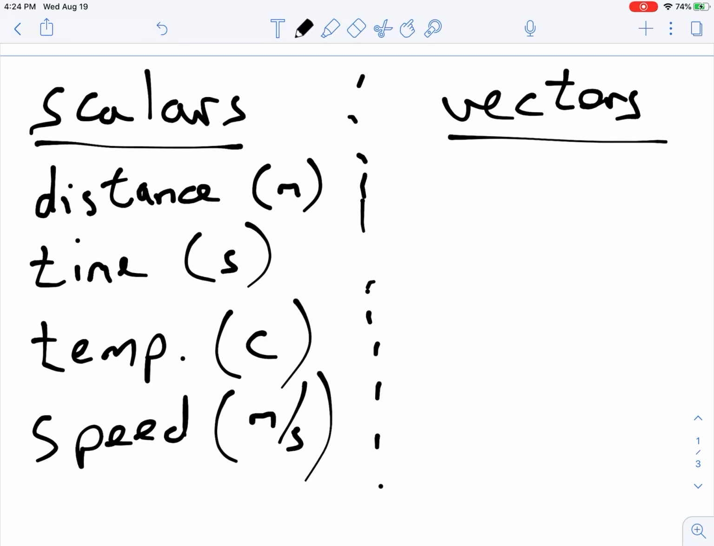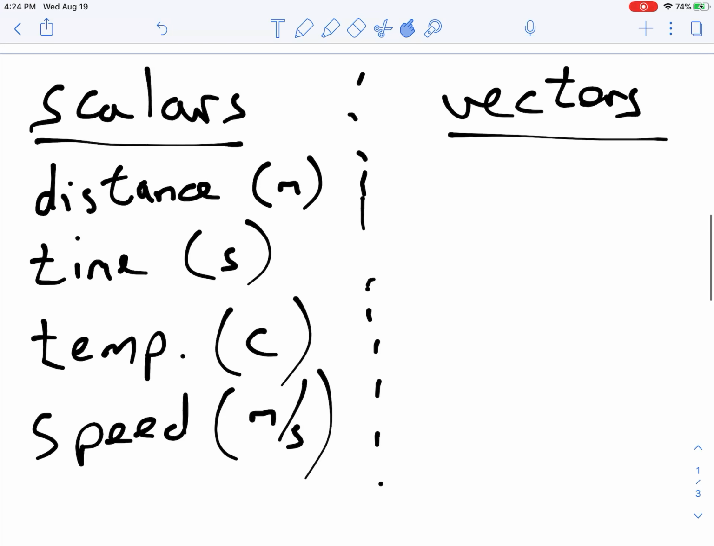Vectors. Well, what are some vector quantities? Well, vectors are mathematical devices that tell us precisely two pieces of information. A vector is going to tell us two things. A vector is going to tell us the magnitude or the amount, but it is also going to tell us the direction. It's going to tell us what direction and the magnitude. So some examples of vectors.